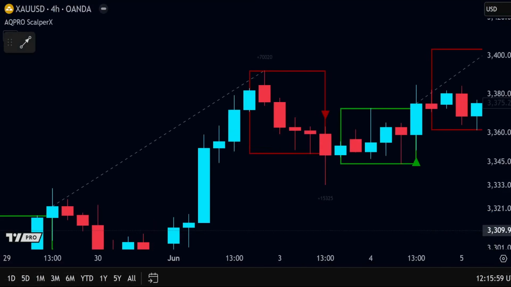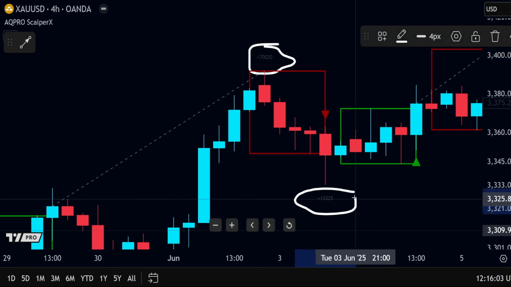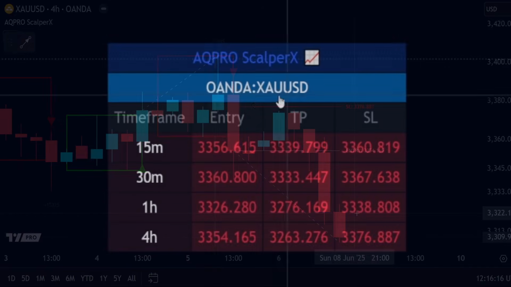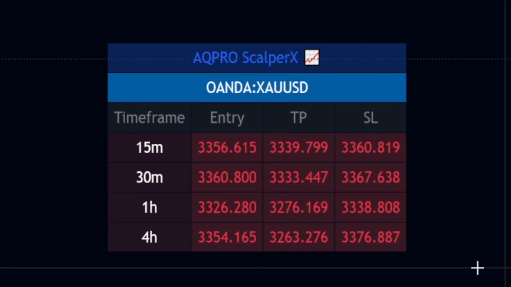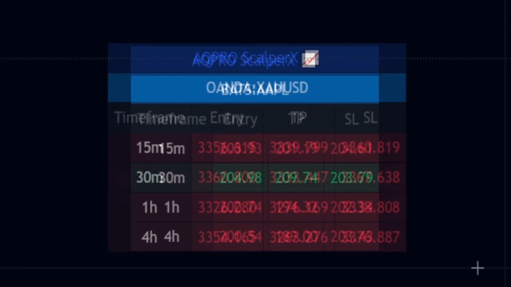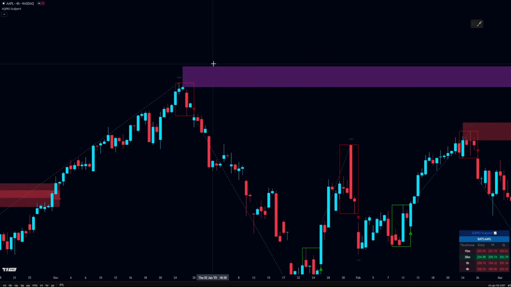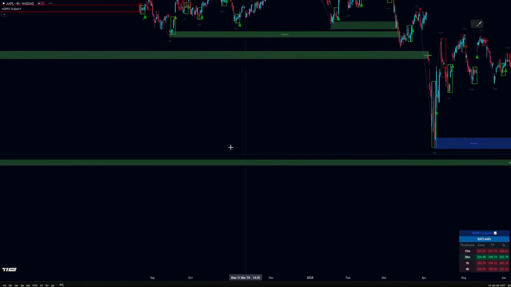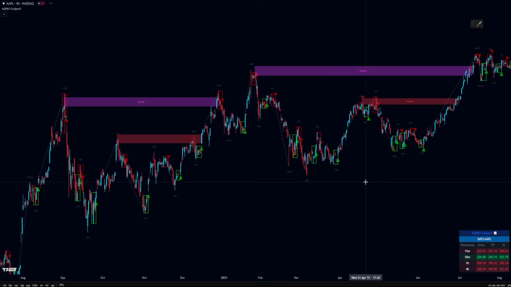Maximum profit tracking. SCALPERX tracks the maximum potential profit of each trade, offering insights into market momentum and the effectiveness of signals. Multi-time frame dashboard. Monitor trading signals across 4 customizable timeframes, allowing for a comprehensive view of market trends and aiding in strategic decision-making. Support and resistance zones. Dynamic zones are calculated based on pivot points, helping traders identify key price levels for potential entries and exits.